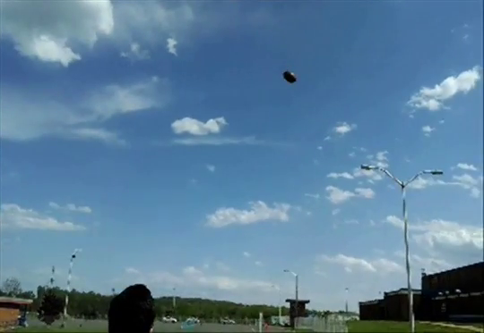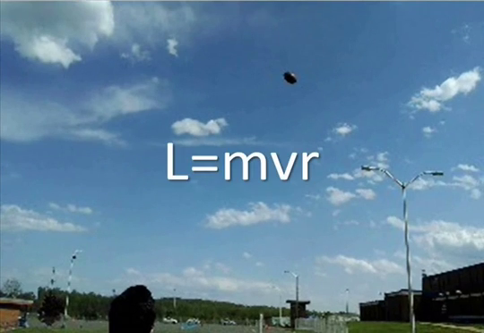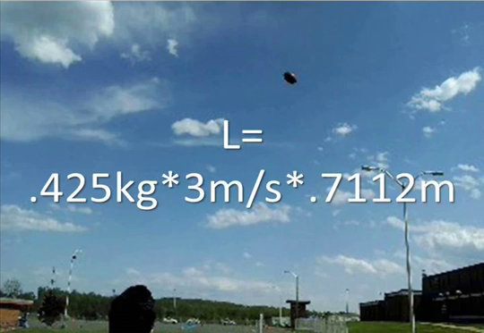Now the football isn't properly thrown, so it is ducking. We can still use the same formula, L equals mvr, to find the angular momentum. With the football flying wildly, it still has a mass of 0.425 kilograms, but now the axis the ball rotates around is much larger, 0.7112 meters, 20 centimeters more than the other football.